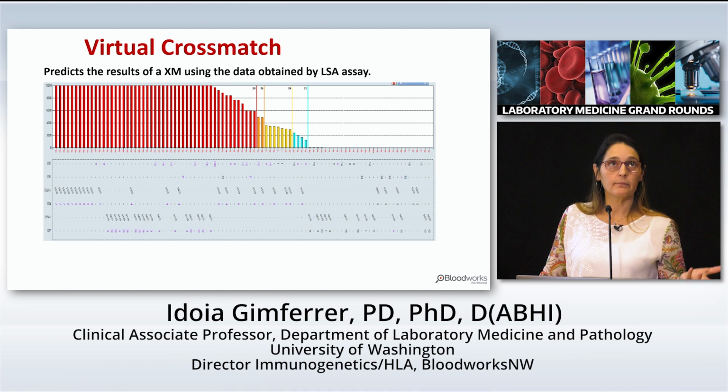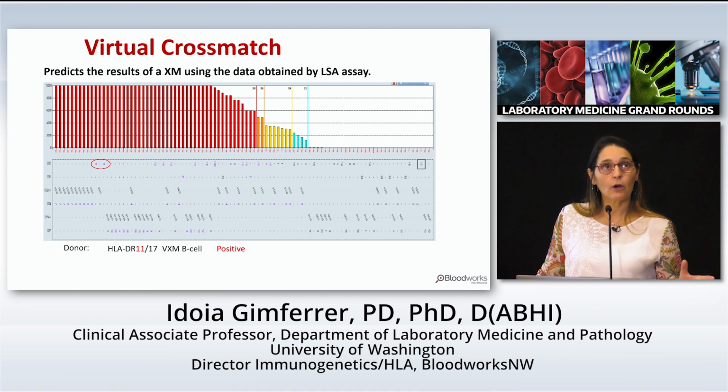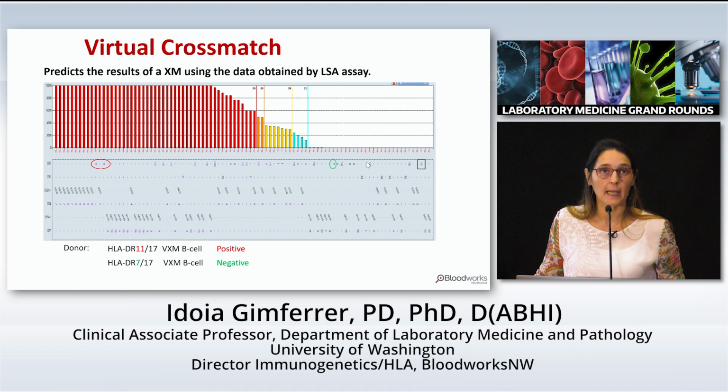This is an example of a virtual cross-match where you have a very highly sensitized patient. And for simplicity, let's talk only about DR. The patient gets an offer, DR11, DR17. Everybody can see that DR11 has antibodies, it is very strong, so the cross-match will be positive. If the offer is DR7, DR17, both are negative. You can move forward with the transplant because the cross-match will be negative.